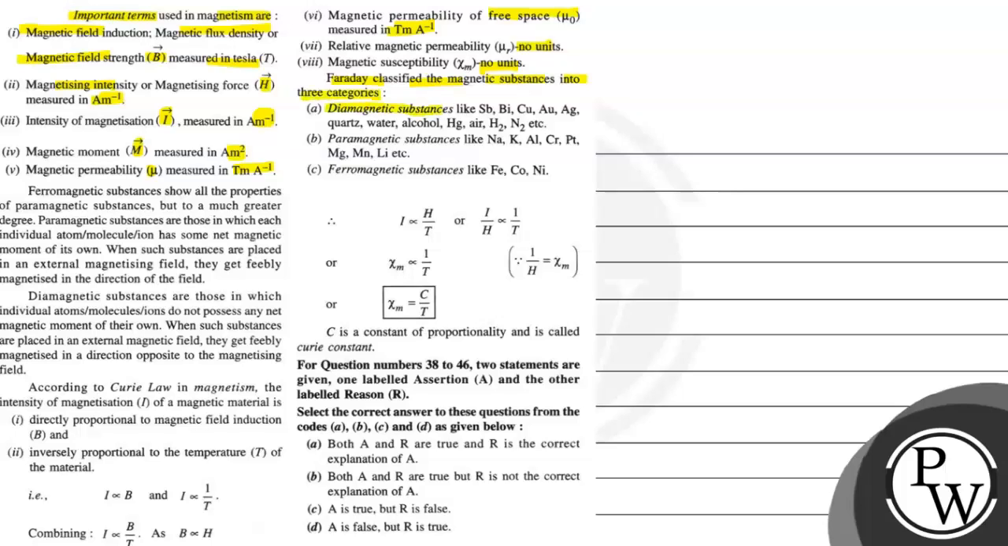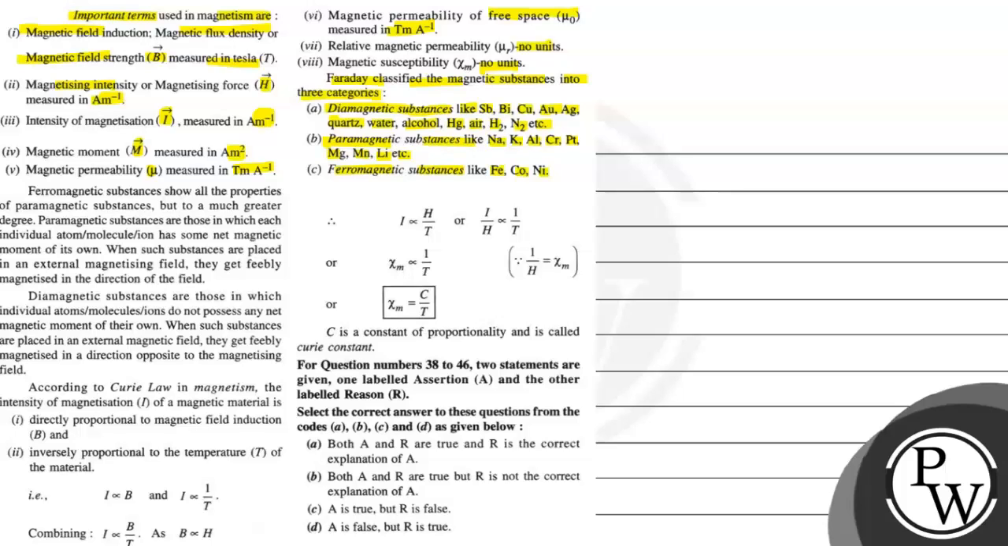First, the diamagnetic substances like antimony, bismuth, copper, gold, silver, quartz, water, alcohol, mercury, air, hydrogen, nitrogen, etc. Paramagnetic substances like sodium, potassium, aluminum, chromium, platinum, magnesium, manganese, lithium, etc. And the ferromagnetic substances like iron, cobalt, and nickel.